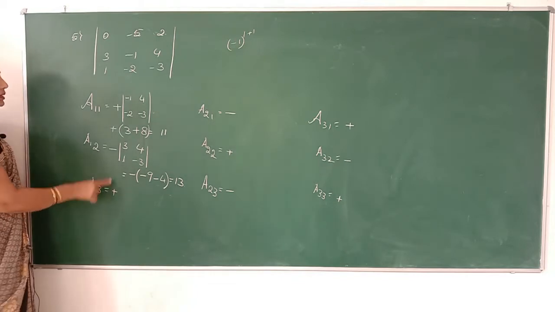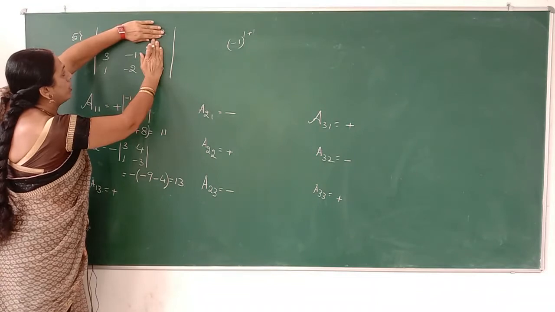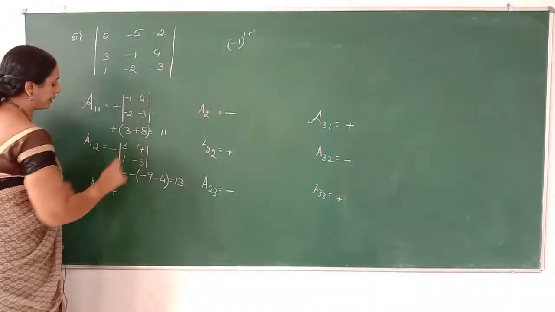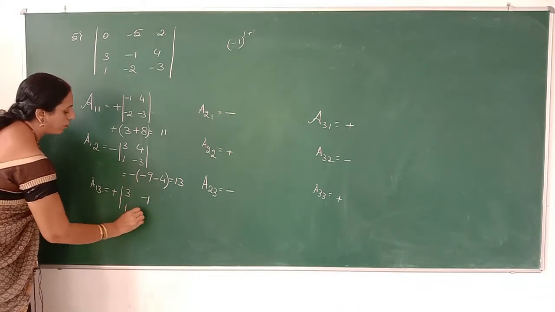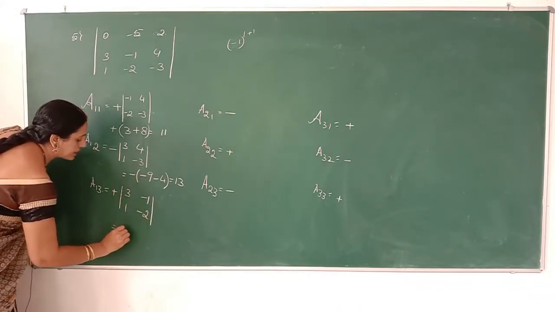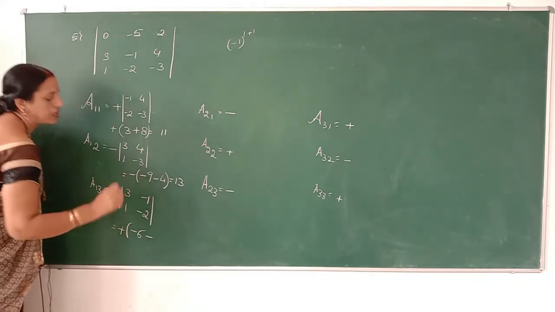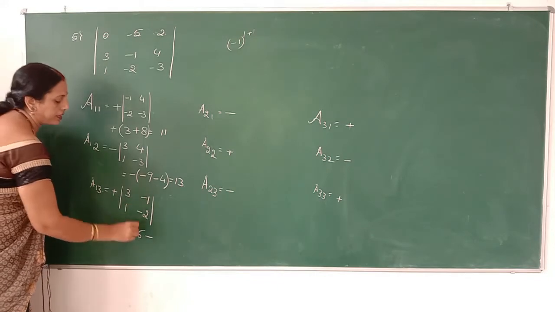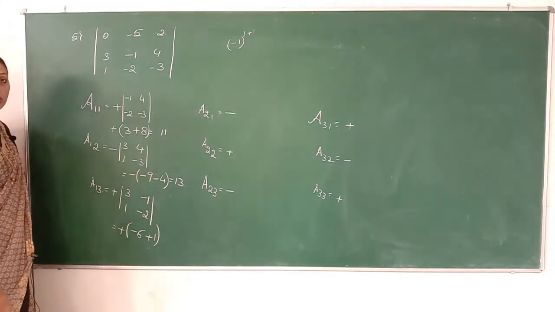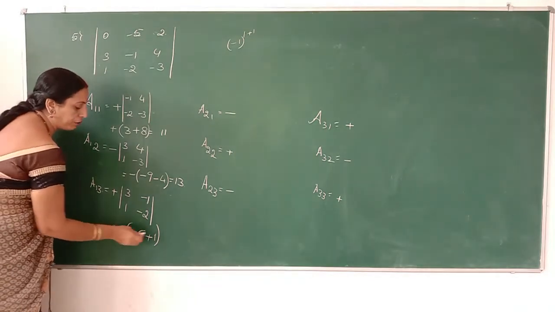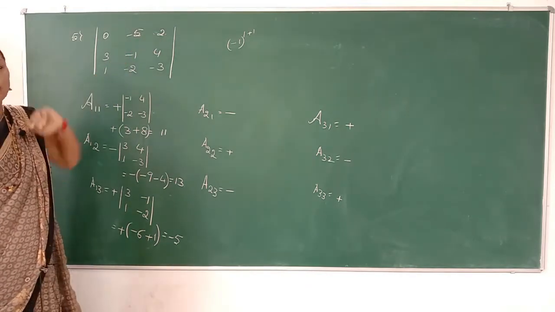And the third element is 2. Now 2 is an element of first row, third column, and these get neglected, and the remainings are 3, minus 1, 1, minus 2. Again simplify. Plus half. Left diagonal is minus 6, minus right diagonal is minus into minus is plus 1. So minus 6 plus 1 is minus 5. Minus 5 into plus is nothing but minus 5. That is the cofactor of 2.